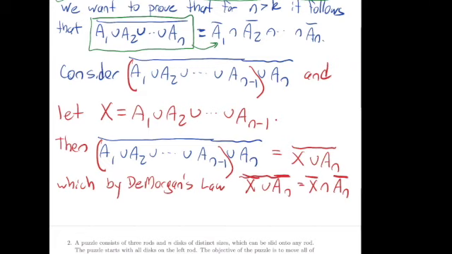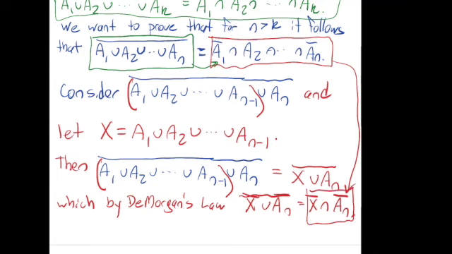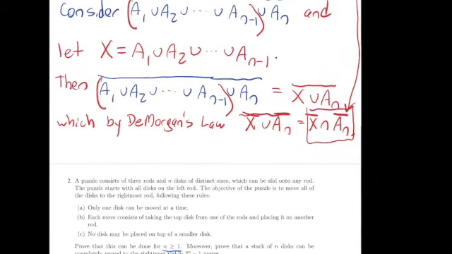We haven't quite gotten there yet, right? What we wanted to do was to prove this, and so far we're here. So what's missing? Well, by the induction hypothesis, we know what X complement is. That's right. So we haven't used the inductive hypothesis yet, but now we can.